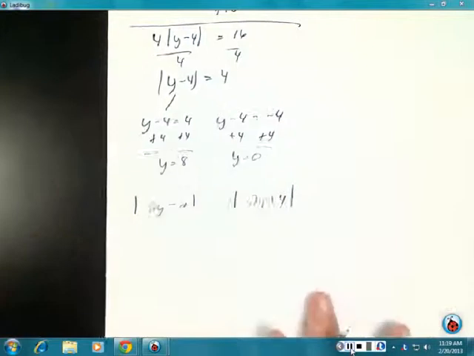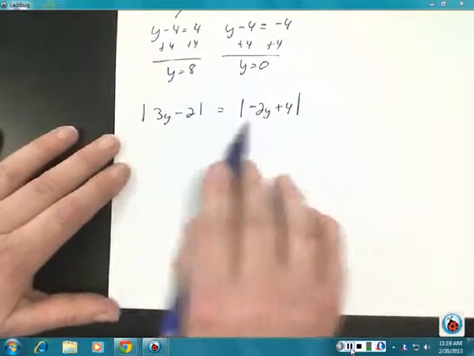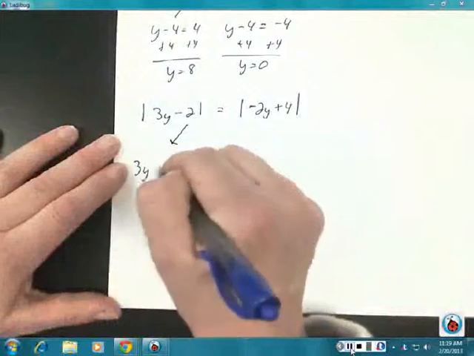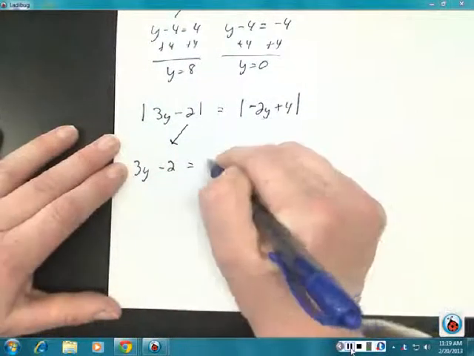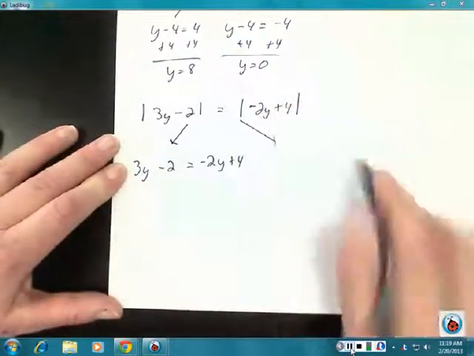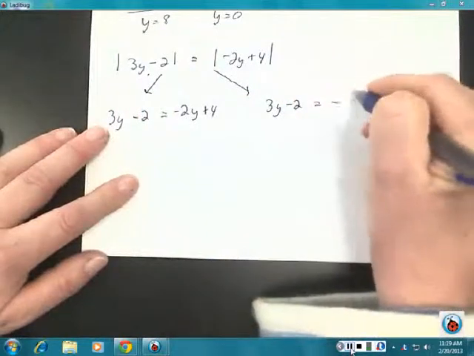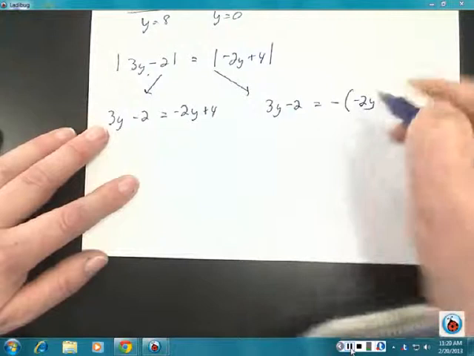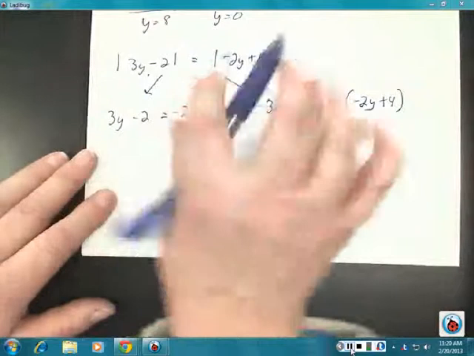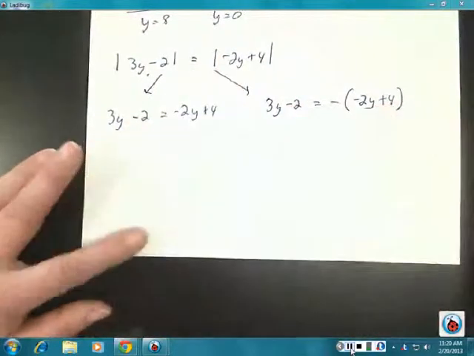If you've got absolutes on both sides, then what you need to do is set it up the same way. Drop your absolute, so it's going to go the route of 3y minus 2 is equal to the negative 2y plus 4. Or it's going to leave the first alone and take the negative of the second piece. Because remember before, we took these two and left them as they were with the positive here, and then we changed it and put a negative on the other end? Same thing happens with that.